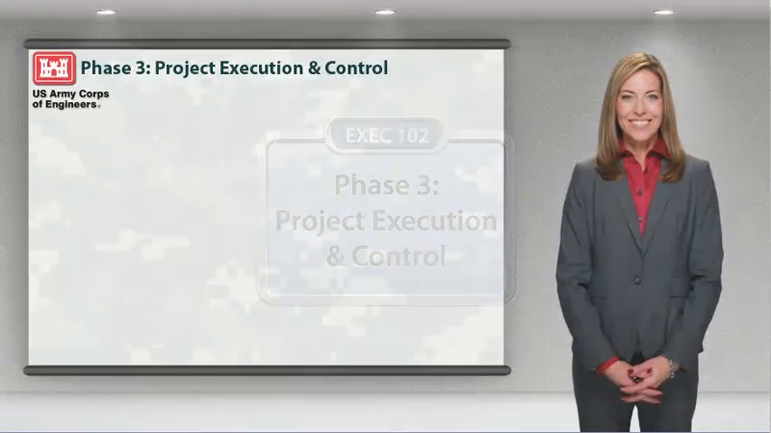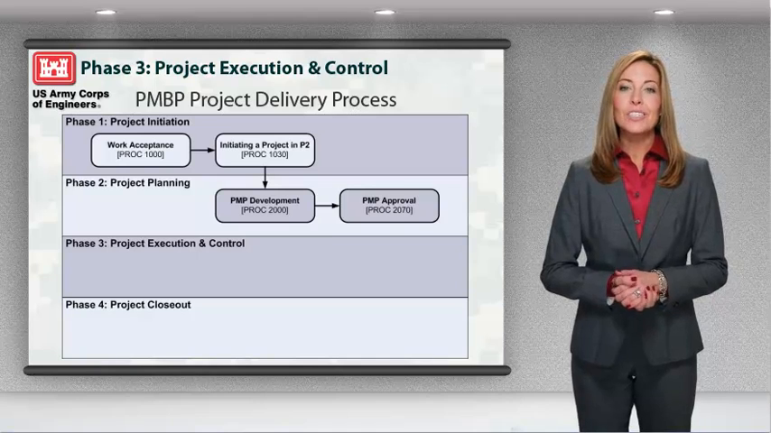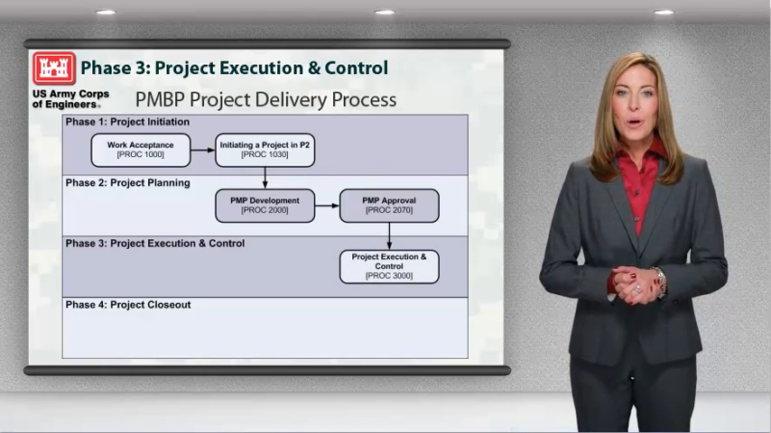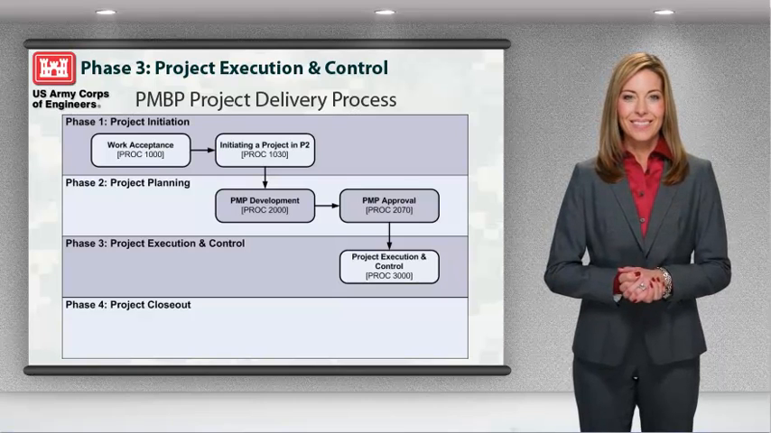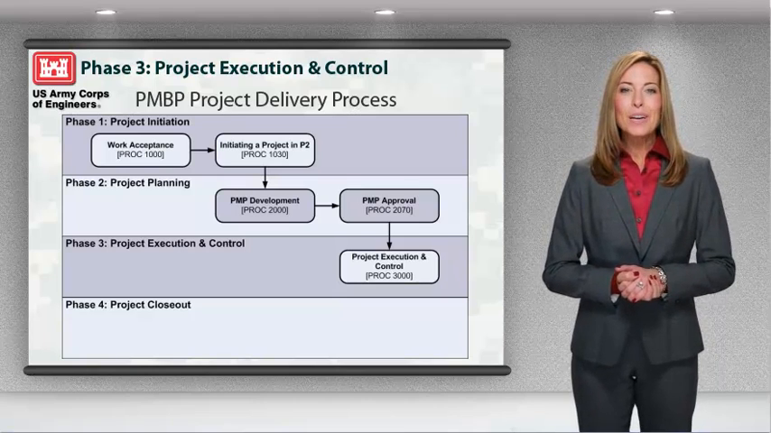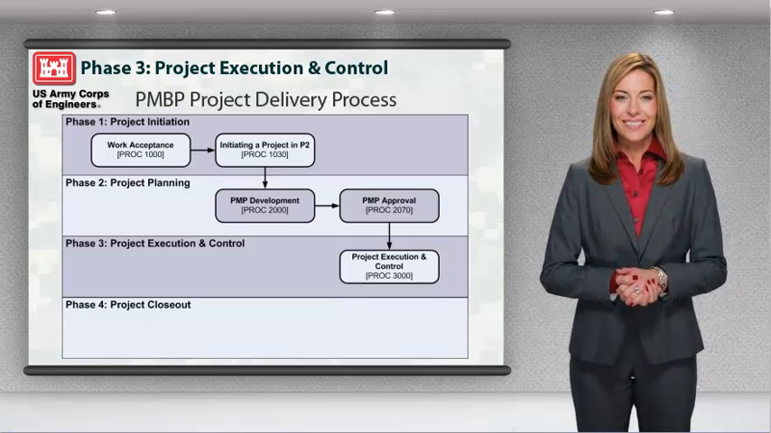Phase 3, Project Execution and Control. After PMP approval, the project enters the execution and control phase, where the project is monitored in accordance with the approved PMP. Now, we'll discuss how to measure progress and determine if we are meeting our project goals.